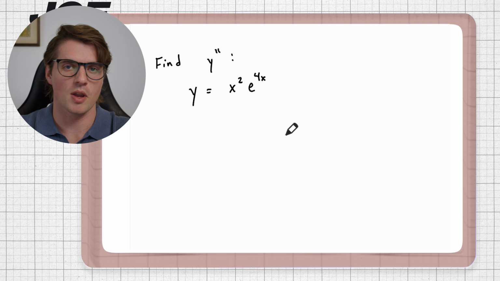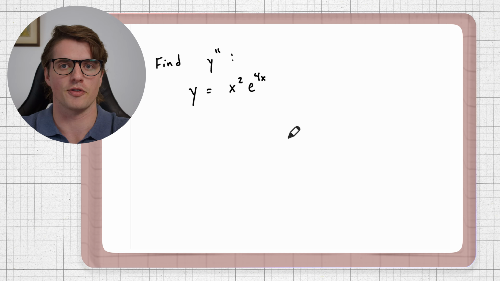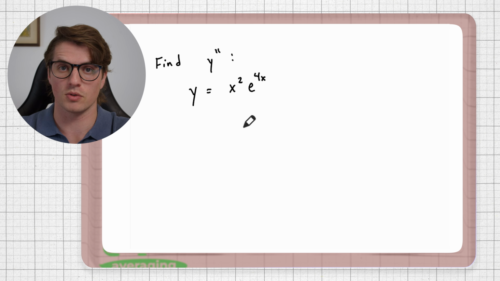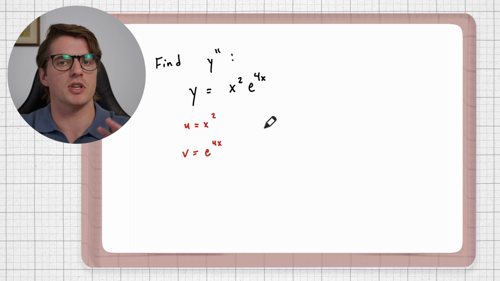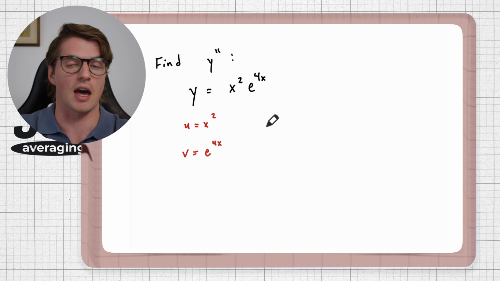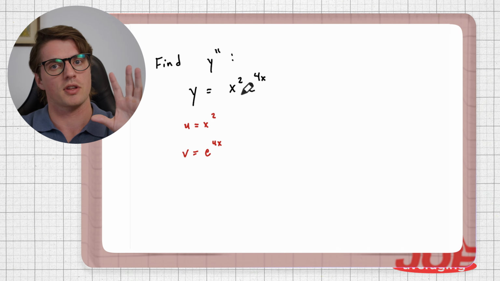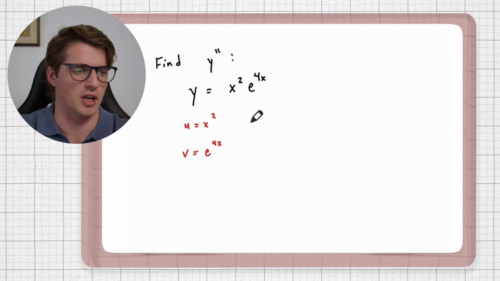So our last problem, we're going to find y double prime of y equals x squared e to the 4x. And here we notice we have to do the product rule. So we have u equals x squared, v equals e to the 4x. And you might already not be doing this whole process. I generally don't. I just think the derivative of the first function, leave the second alone, and then the derivative of the second, leave the first alone.